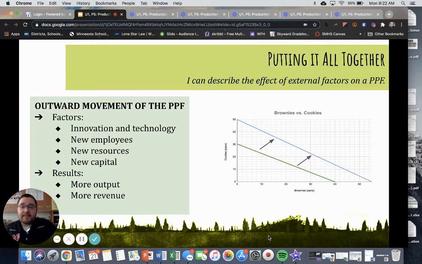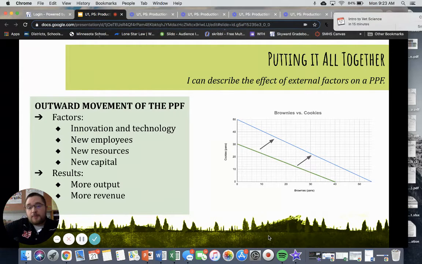The first one is innovation and technology. If we become more efficient with our resources and equipment through new technologies or innovation, we are better able to produce more, and therefore we outwardly shift our production possibilities frontier. Just like in our previous example, new employees and hiring additional people also increase the amount we're able to produce, so we shift our production possibilities outward.